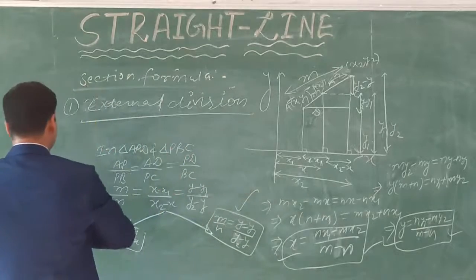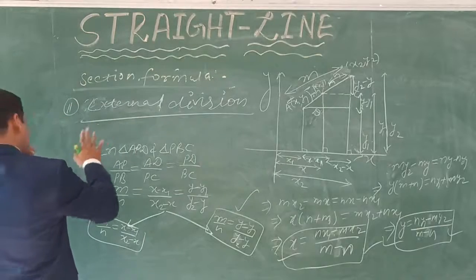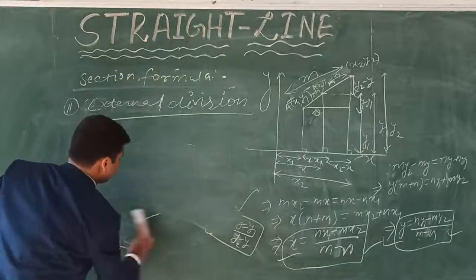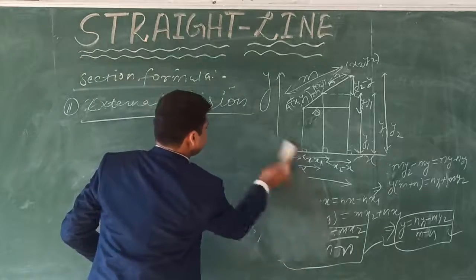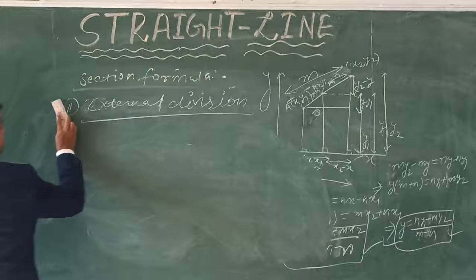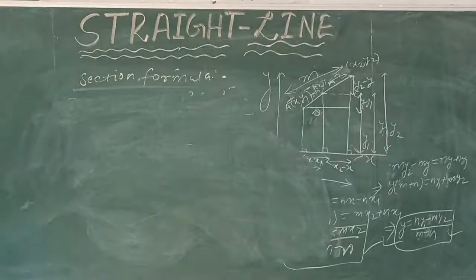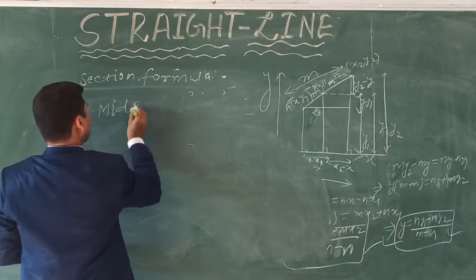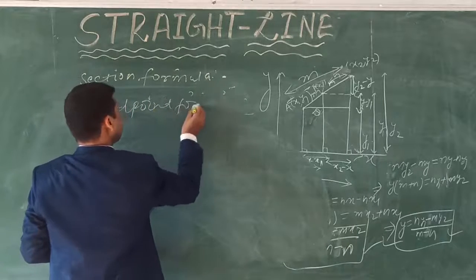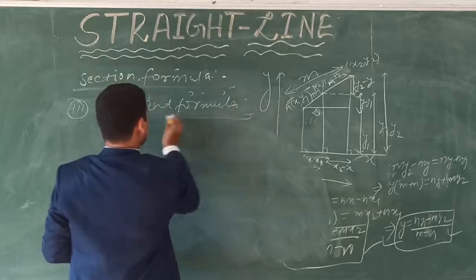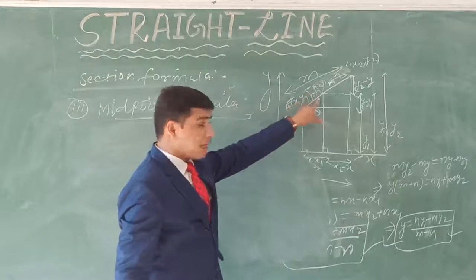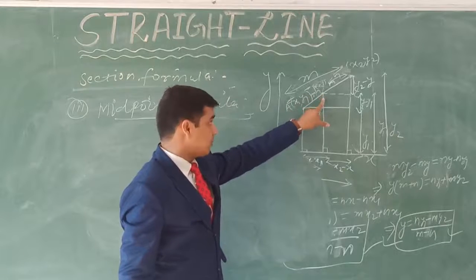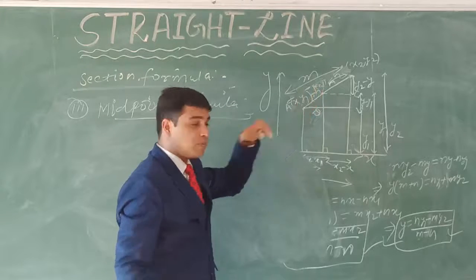Now I am going to discuss, actually this was second, so I am going to discuss third, the midpoint formula. What is the midpoint formula? It's very simple and easy. If the point P is the midpoint here, then m is to n will be 1 is to 1.